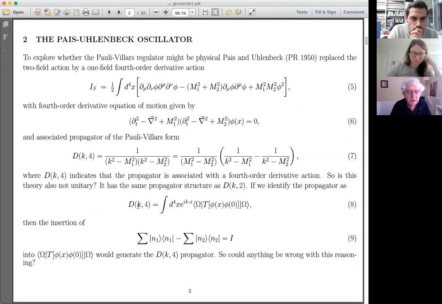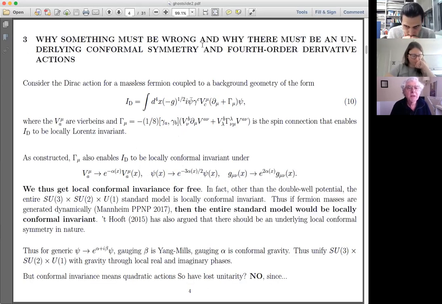However, if you were to identify dk4 as the matrix element of T phi phi, you would still have to insert all of these states with negative norm in order to generate that minus sign. So you weren't any better off than before. However, the question is, could anything be wrong with this reasoning? It looks somewhat impeccable. And I want to show you, first of all, why something must be wrong. And it will lead us to an underlying conformal symmetry in 4th order derivative theories.